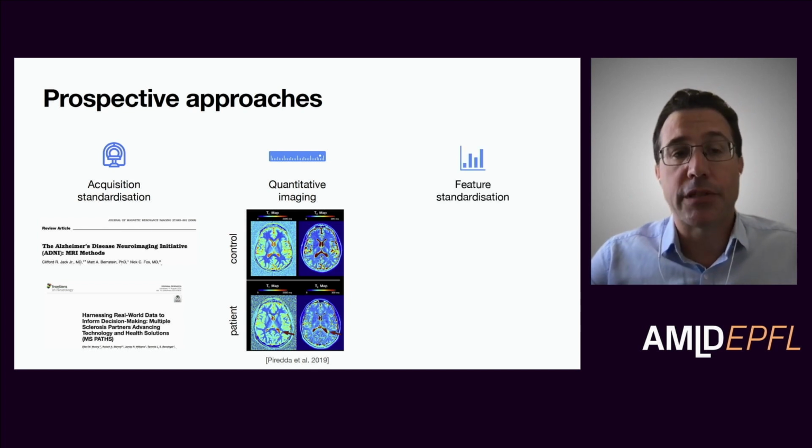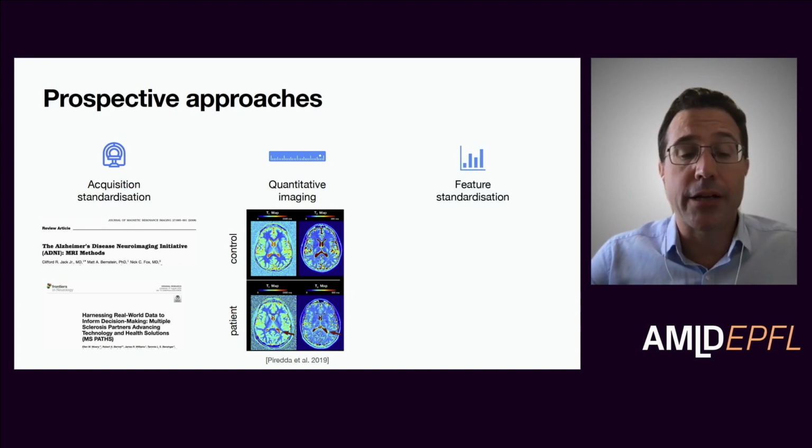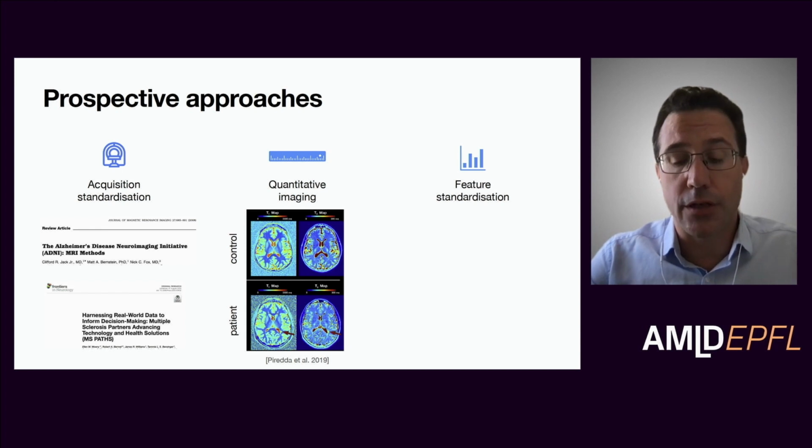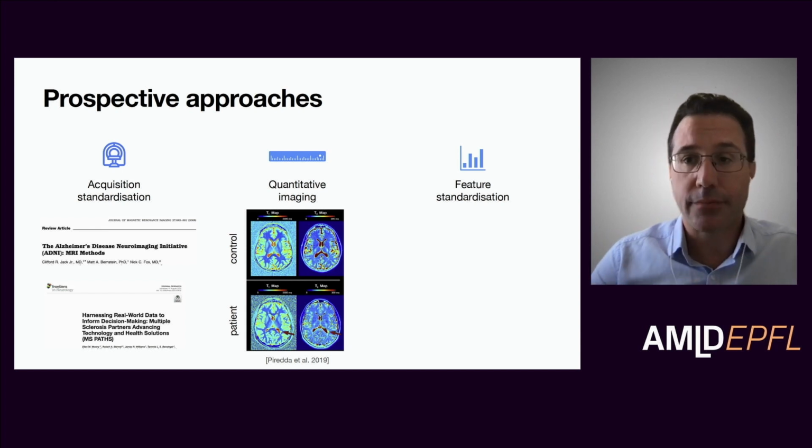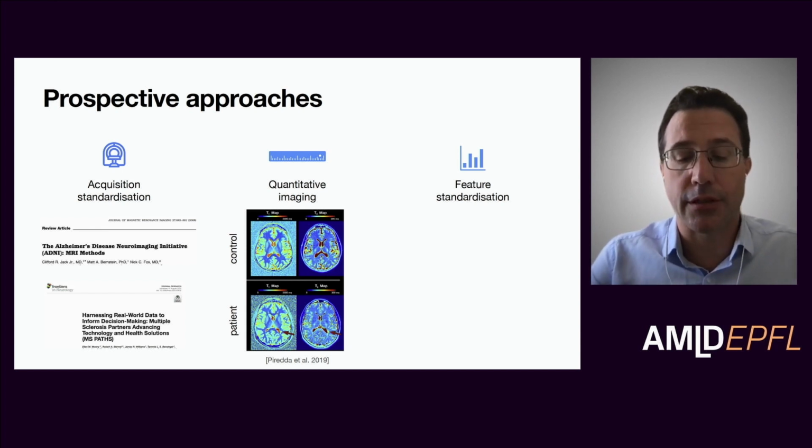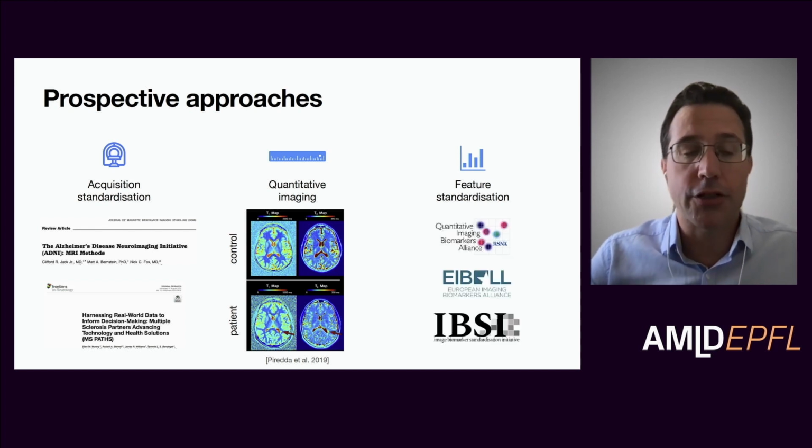And the last thing you can do is feature standardization. So then you can agree on how you will compute features once you have some data. And this is very much a hot topic now in the field of radiomics. And you have multiple initiatives worldwide, some in Europe, some in the US, that try to address this.